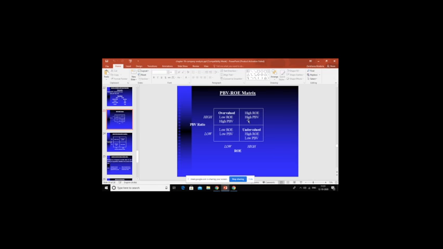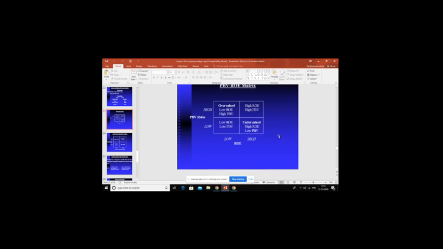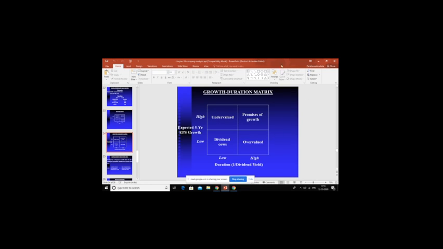Okay. This is the growth duration matrix.